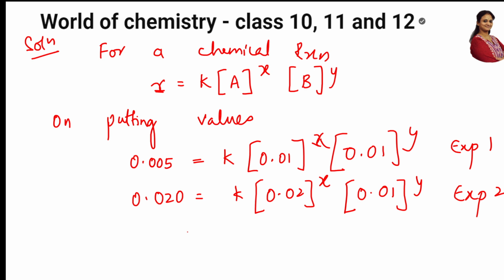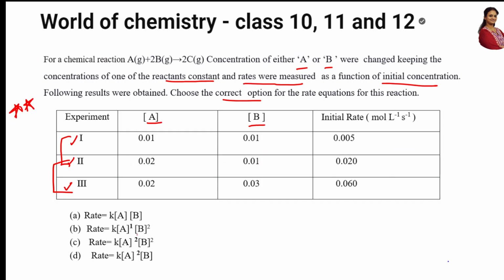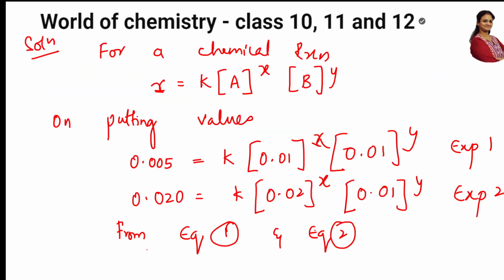Now what are you going to do? You're going to compare both the equations given. So comparing equation 1 and 2, or experiment 1 and 2, you're going to divide both of them. Why are we doing this? Because I have to find the value of x and y. Here they've given me the values of A and B, and that is what I'm finding. So you start dividing this one by this one.